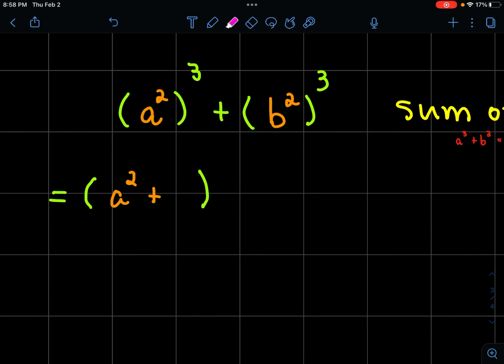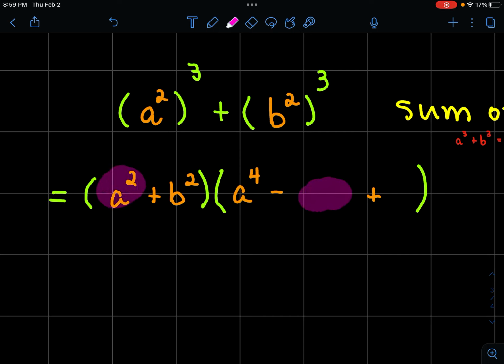So let's fill that in. So the a is going to be a squared. The b is going to be b squared. Fill in our second parenthesis. Whatever goes here is the square of this term. So you're thinking a squared squared, a power to a power. Let's multiply the exponents. 2 times 2 is 4.